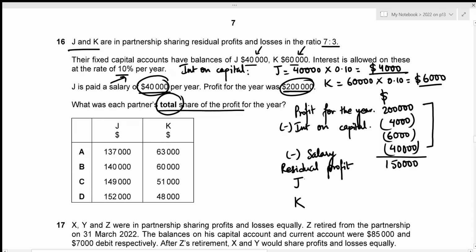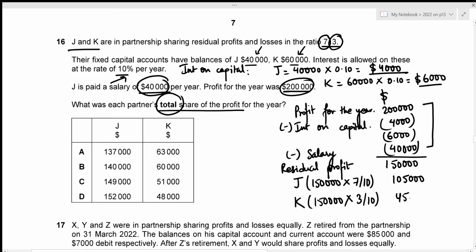So for J, that's a total of 150,000. And the profit sharing ratio is 7 parts out of 10 parts belongs to J. So that's 150,000 times 7 by 10, which results in the amount of 105,000. Now we repeat the same process for K. That will be the total amount of 150,000. And the profit sharing ratio is 3 parts out of 10 parts for K. So that's 3 by 10, which results in the amount of 45,000.